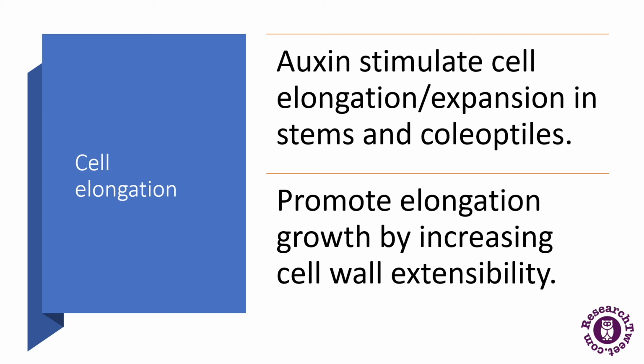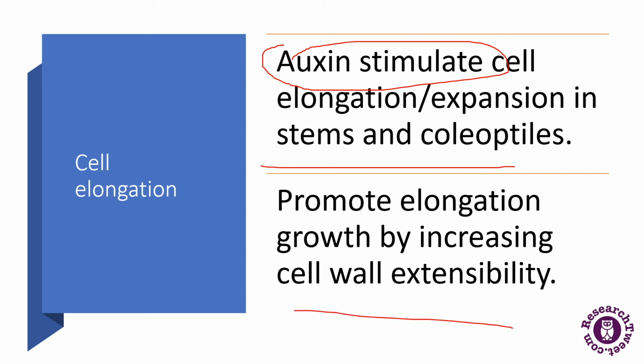So, cell elongation. Auxins stimulate cell elongation or expansion in stems and coleoptiles. So what is the function of auxins? Auxin stimulates cell elongation and expansion in stems and coleoptiles. They promote elongation growth by increasing cell wall extensibility. Auxin stimulates proton pumping by activating the proton pump H plus ATPase present on the plasma membrane of the plant. This is how cell elongation is brought about in plants.